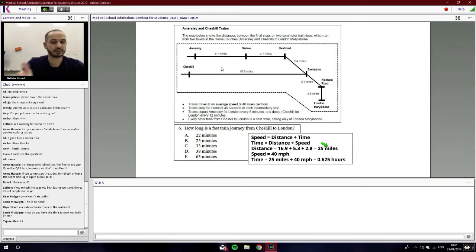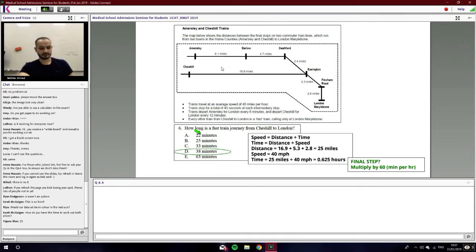So this is a simple speed equals distance over time question, and you can rearrange that for time, and you can do 25 miles divided by 40 miles per hour. It gives you 0.65 hours. But the answers are in minutes. So the final step is to multiply that by 60. So 0.65 times 60 would give you 38 minutes as your answer.